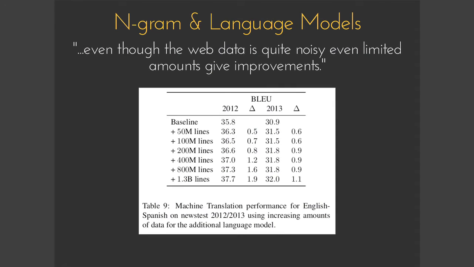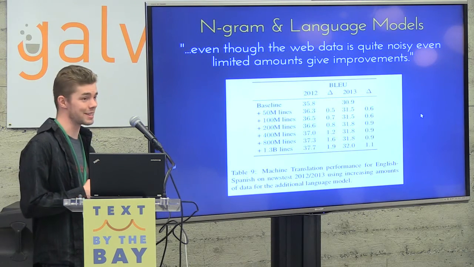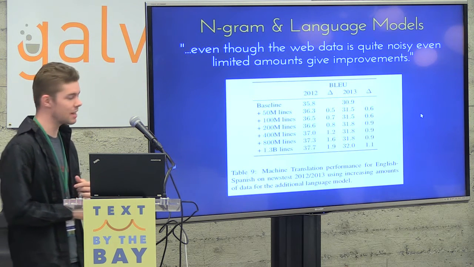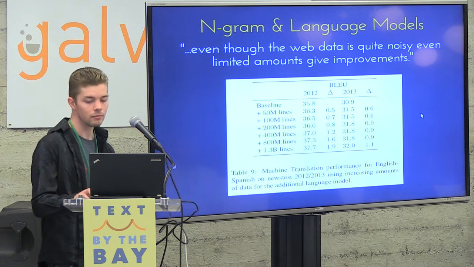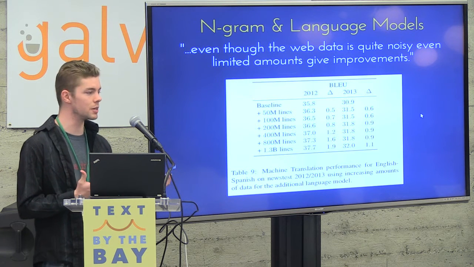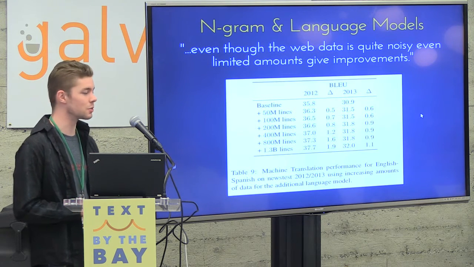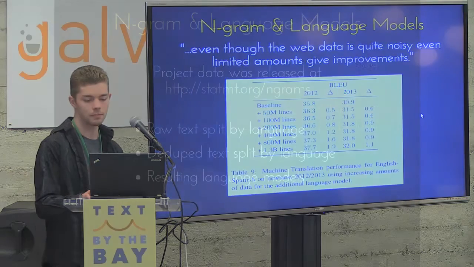And they then applied this to a machine learning task, a number of different languages, but the example here is from English to Spanish. And they found that even though the web data is incredibly noisy, or, well, I said incredibly, they said quite, even limited amounts give improvements. And they basically showed that the more they added in, the better the BLEU score actually got. So that's showing you the fact that even though web data are traditionally very noisy, it is useful even in a task like statistical machine translation, where you really usually have to worry about these issues.